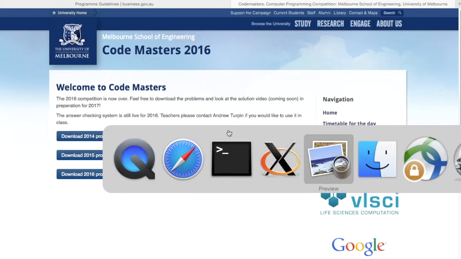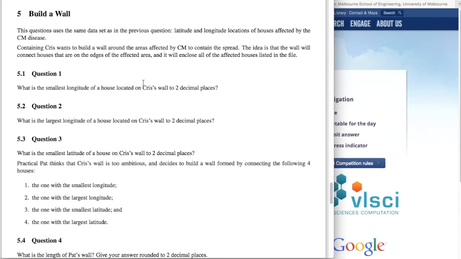So question 5 continues on from question 4, and it talks about this latitude and longitude file and building a wall around all of the dots, all of the houses that have the disease. This is an example of a convex hull, which is the name of this algorithm. Now the question doesn't actually ask you to compute the convex hull. That would be Chris's wall. It asks you to compute a slightly easier wall. So let's have a look and see what we could do.